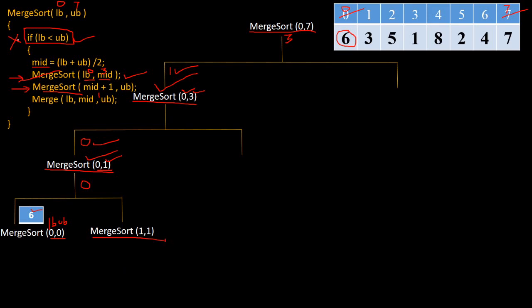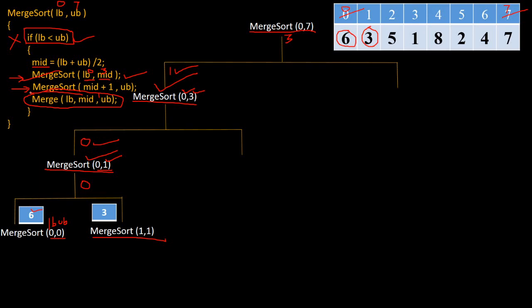Here also the if fails, right? Here also the if fails. Now what happens? If the if is failing, it will give you only one element at index number 1, that is it will return 3, right? So for this function merge sort 0 comma 1, your left is completed, right is completed. Now only one function remains, that is merge.